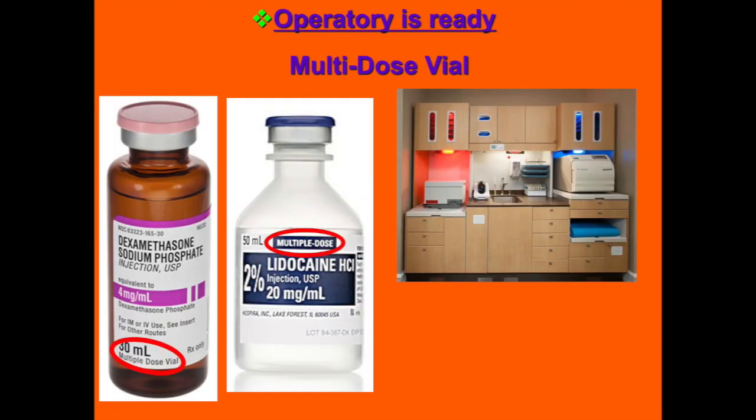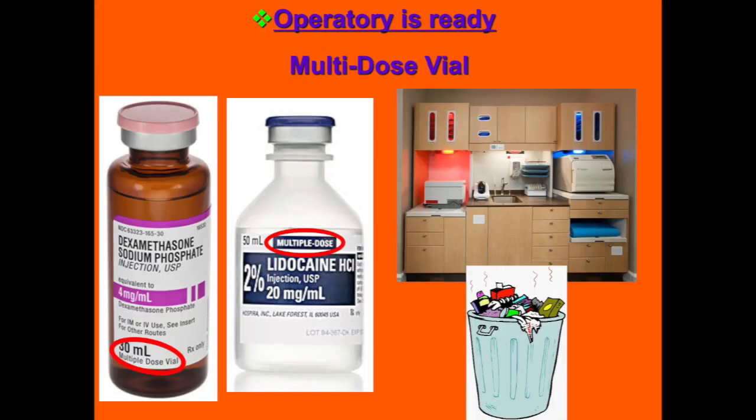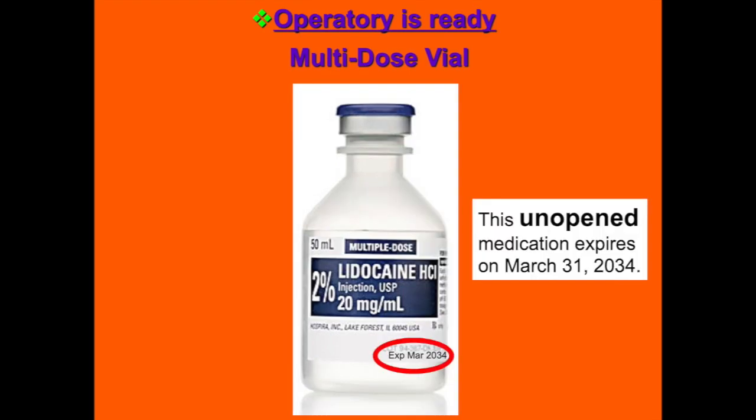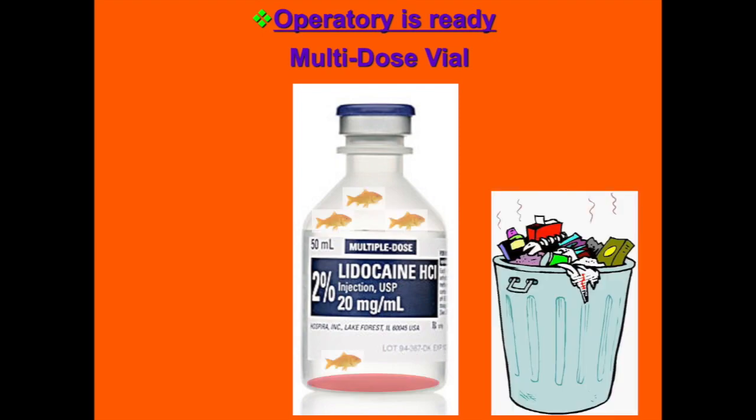All these drugs need to be drawn up in a clean area. If there's a patient in the treatment area, you should not draw another patient's drugs up there. And remember, like we say, if it's a multiple dose, it's got preservative. So an unopened multi-dose vial will expire on the last day of the month. And if it is an opened vial, you have to then put a mark somehow on it on the day you opened it, and you count 28 days forward, and that's when a multi-dose expires. And just make sure there's no contamination within the vial.